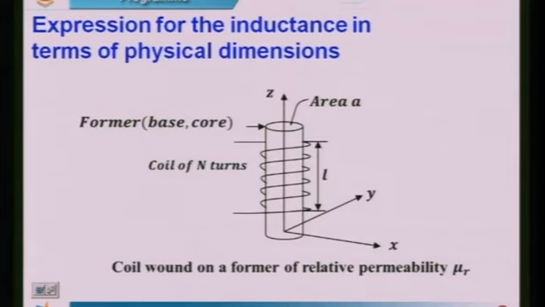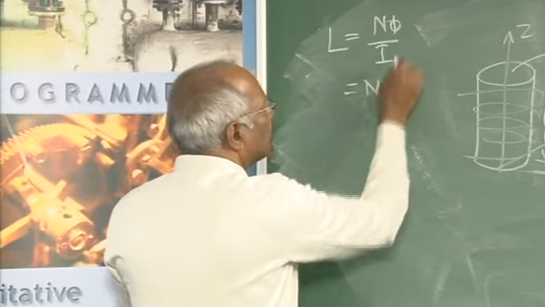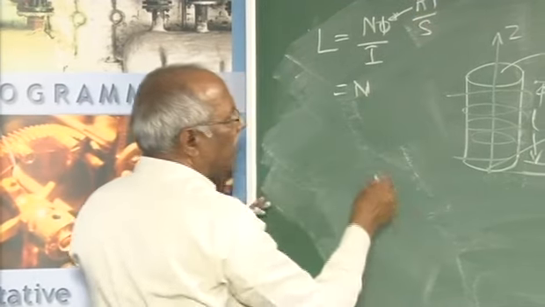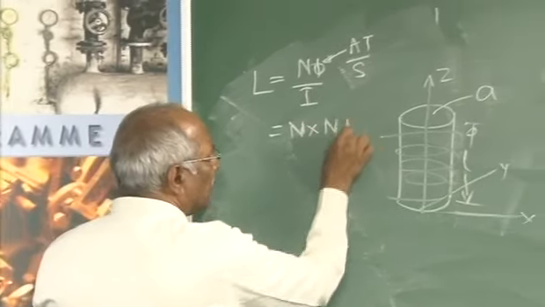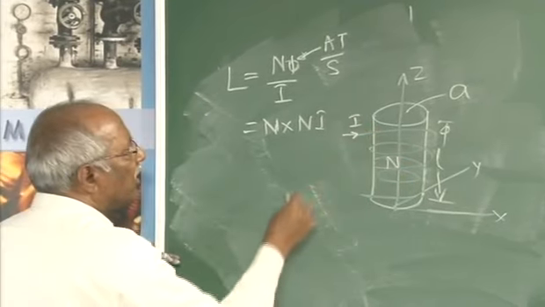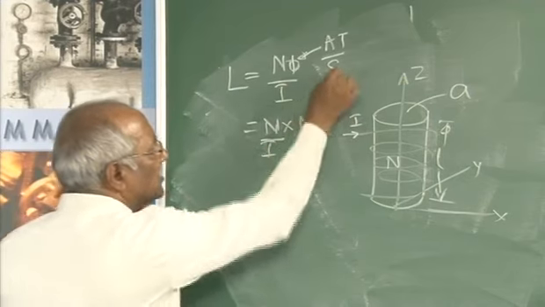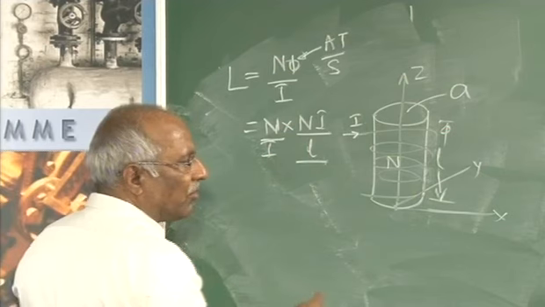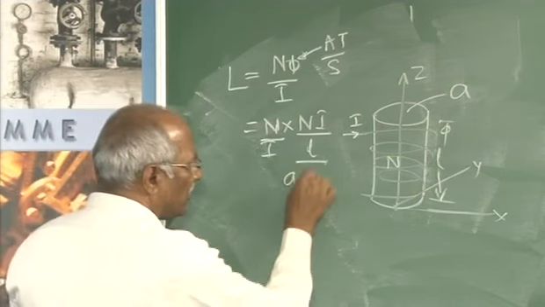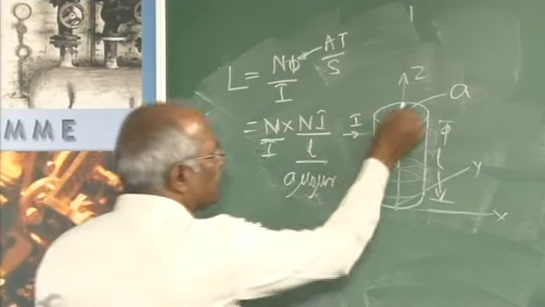Now this is nothing but N phi by I. This is N. Flux is nothing but ampere turns divided by the reluctance. Ampere turns is nothing but N into I, as there are N number of turns and the current flowing through that is I. The reluctance S is nothing but L, the length over which flux is flowing, divided by A mu naught mu r, where A is the area over which flux is flowing.